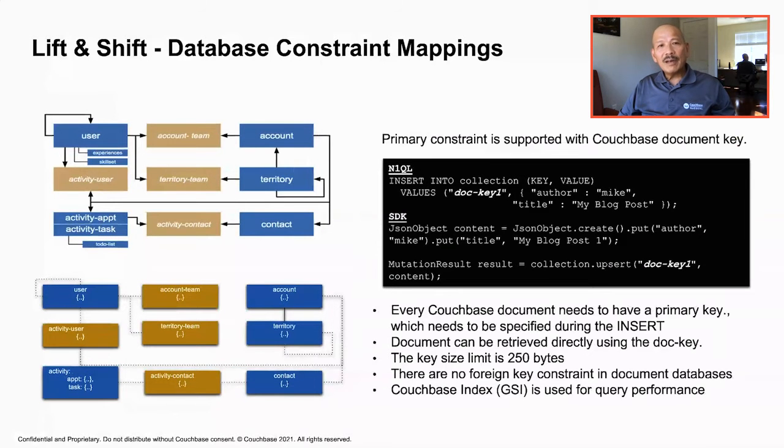The next area that would concern you would be the database constraints, specifically the primary key and foreign key constraints. Here, every Couchbase document has a key. Couchbase starts with a key as a key-value database. The key needs to be specified during the insert. The operation will fail if the provided key is not unique for the collection. You can construct the key string in any way you like, so long as it is a string of less than 250 bytes.